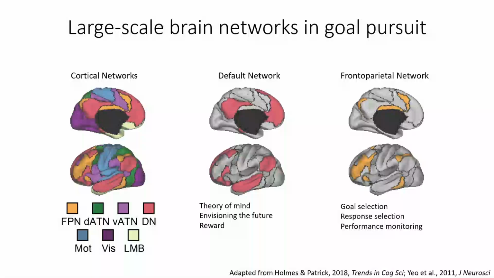As I've hopefully just convinced you, this is a very complex process that requires a lot of different components of cognitive processing. Because of that, in my work, I'm interested in looking at these processes using large-scale brain networks to see how cognitively these processes track with networks. In particular, I'm interested in the role of the default network, which has been implicated in many processes, including containing canonical reward circuitry, and also the frontoparietal network, which has been implicated in goal selection, response selection, and performance monitoring.